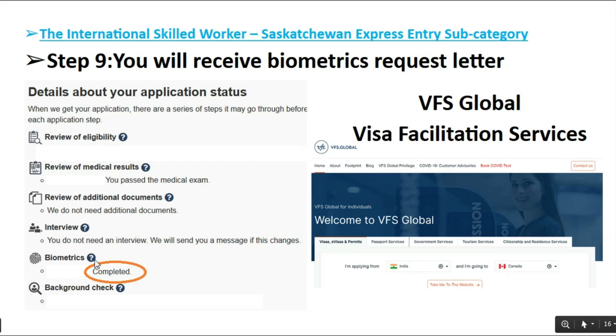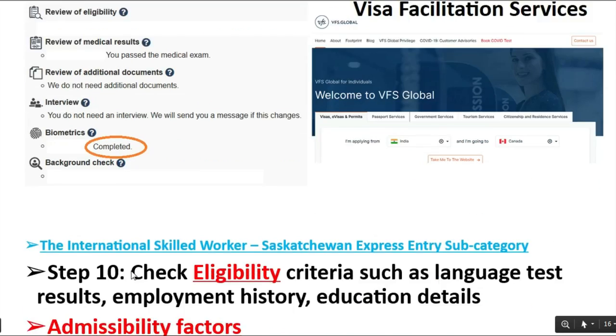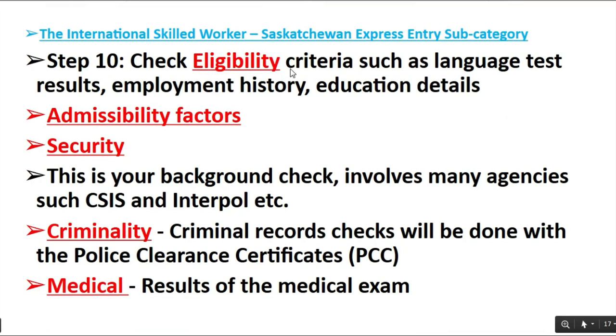Okay, so as you submit your biometrics, the biometric status will be changed, and this is the biometric status and it is completed now. Okay, so now the next step is about eligibility criteria. In this stage, various eligibility criteria such as language test results, employment history, and education details will be checked. In addition, admissibility factors will also be checked.